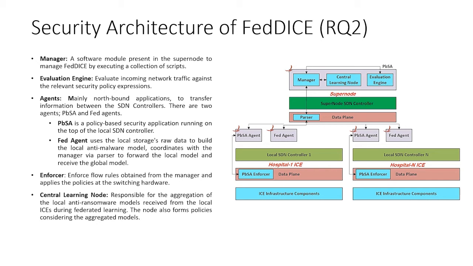Now let's put everything together and see how the overall security components work together in FedDICE. Firstly, each local ICE Fed agent regularly trains and updates its anti-ransomware ML model through the federated learning. These models are used as policies in our approach, and in contrast to a static policy which is usually manually updated to detect and mitigate the ransomware spread, the ML model based policy updates automatically through the federated learning. Then it is applied to detect the ransomware spread in the local ICE, and afterward the PBSA enforcer executes the policies to remove the infected devices from the ICE if there is any detection.